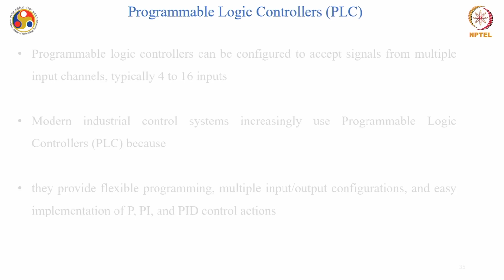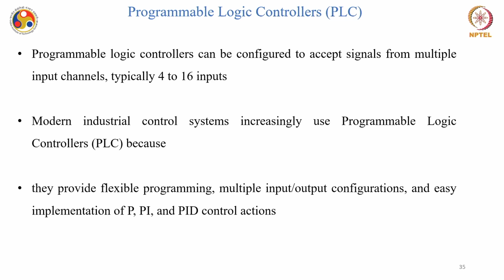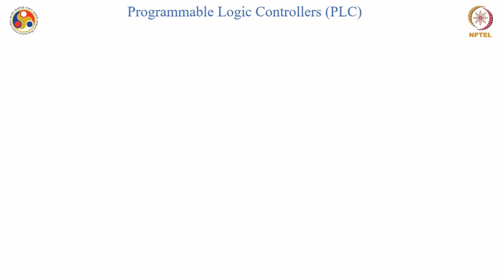Okay, so these are just some examples. It can help you set an enormous number of things in a control system. It gives you a better opportunity to have better control over all the process parameters. Okay, a PLC can be configured to accept signals from multiple input channels, typically 4 to 16 inputs. Modern industrial control systems are heavily dependent on these PLCs. Okay, they provide flexible programming, multiple input-output configuration, and easy implementation of P, PI, and PID control actions in a digital way.